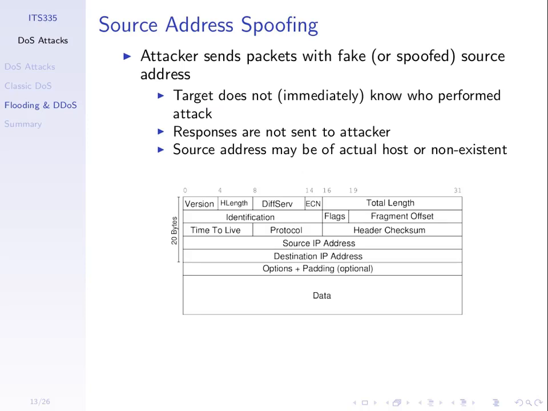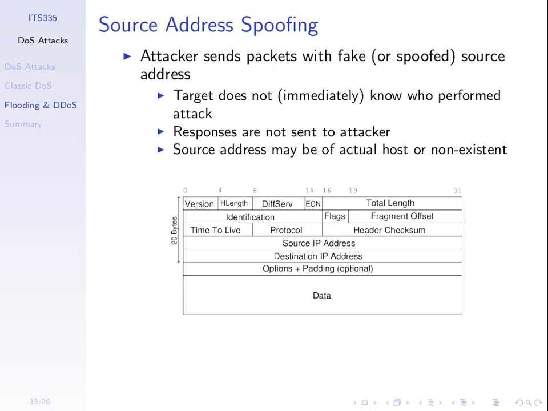So we'll go through the different things that the attacker can do to try and improve the success rate for the attack. The first thing: I don't want to be identified. I don't want the target to know who did it. Use a fake source address. It's called source address spoofing. We have a fake or spoofed source address, and it's quite easy to do.